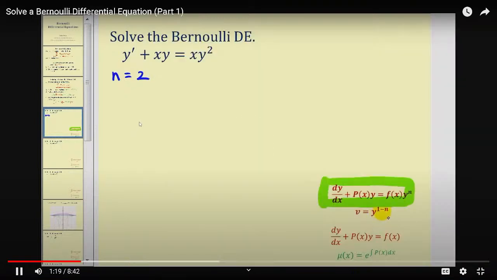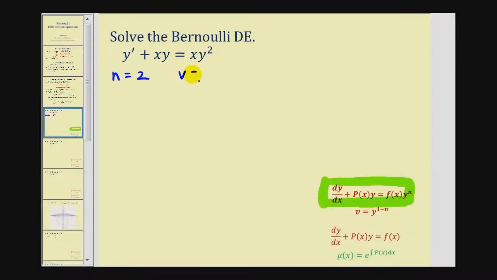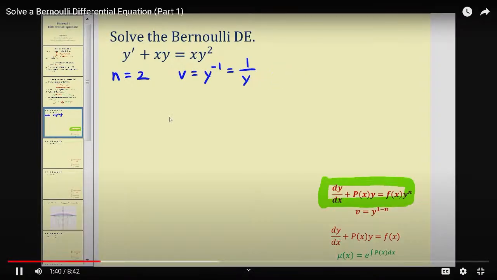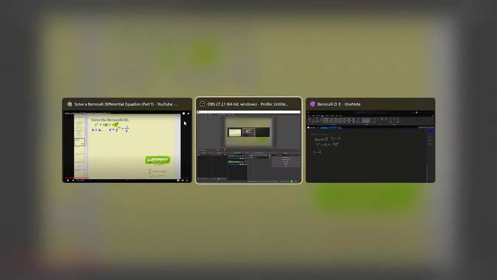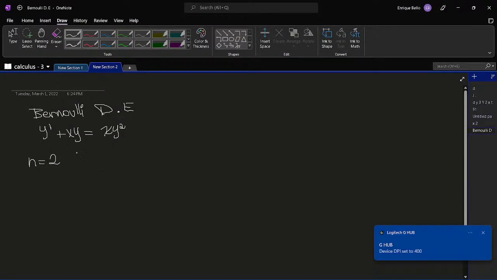Power of 1 minus n. So if n is 2, we would have v equals y raised to the power of 1 minus 2, or y to the negative 1, which is the same as 1 over y. Notice that v and y are reciprocals, and since we have to perform a substitution in the differential equation for both y here and here, v is different.